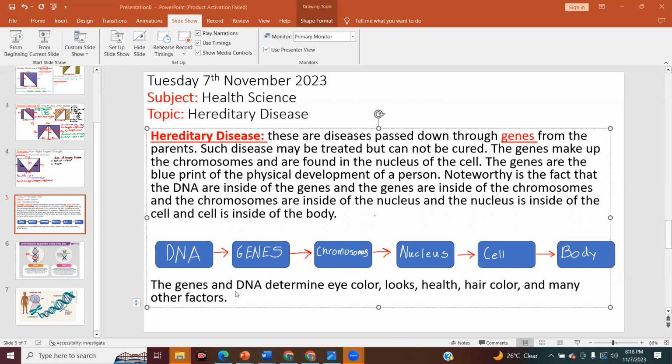So if something goes wrong with these genes, what do you think will happen to the child? Something can be wrong with the child. Very good. Is it possible for them to end up with a problem or no? Okay, yeah. If something goes wrong with these genes, then... Mr. Biddy, go ahead.